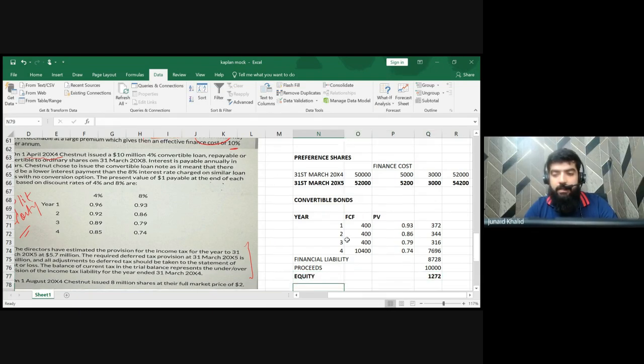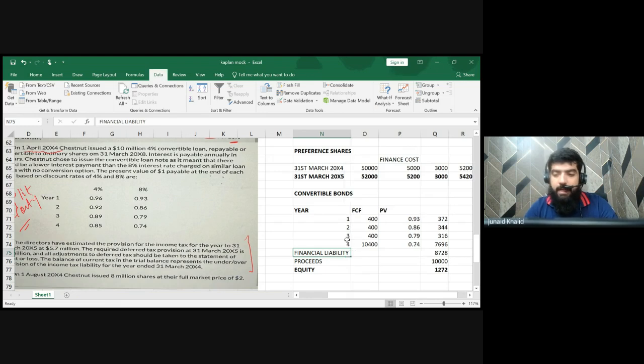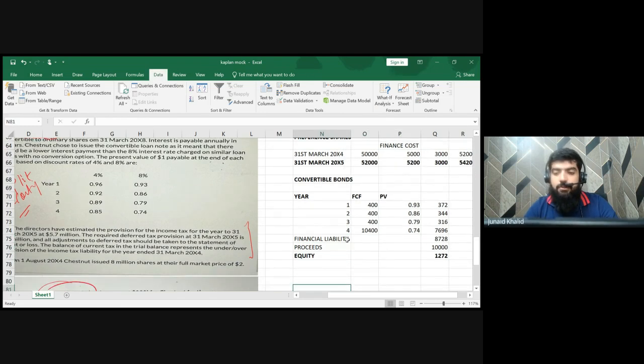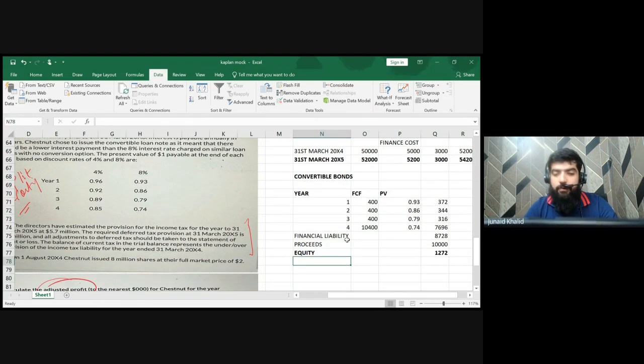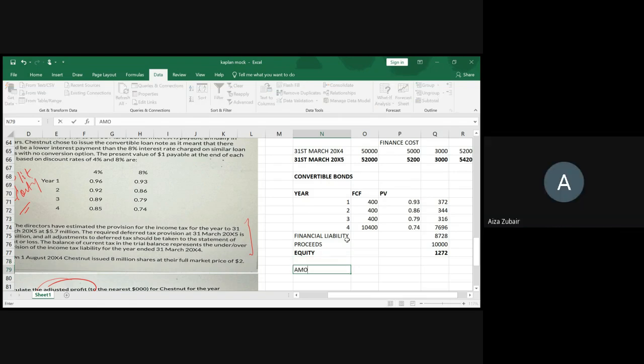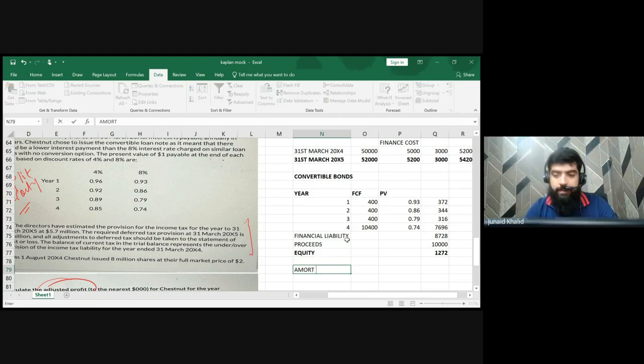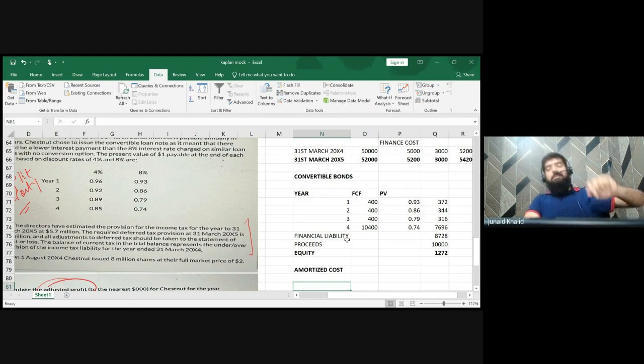Once we have calculated the initial liability, what do we have to prepare now? The amortized cost schedule. Very good. Why are we doing it? Because we need to calculate the interest.